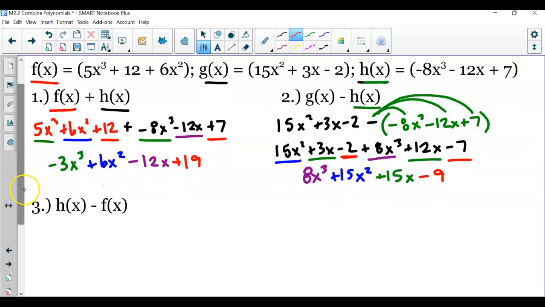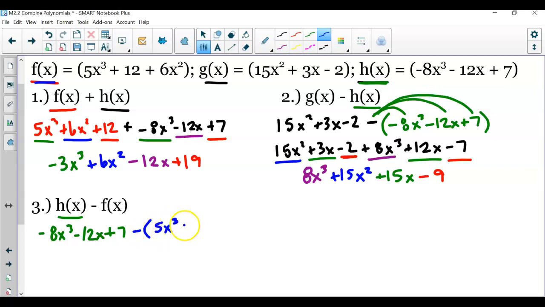Then the third one, again, you are subtracting. So here we're subtracting our h of x here. So h of x again. So negative 8x cubed minus 12x plus 7. Then we are going to subtract f of x. Well, here's f of x. So f of x is 5x cubed plus 6x squared, because I'm writing in standard form, plus 12.